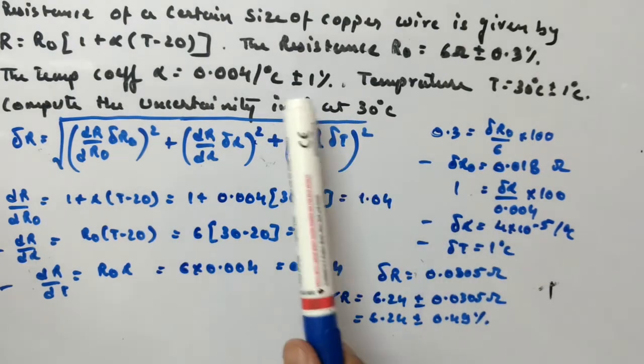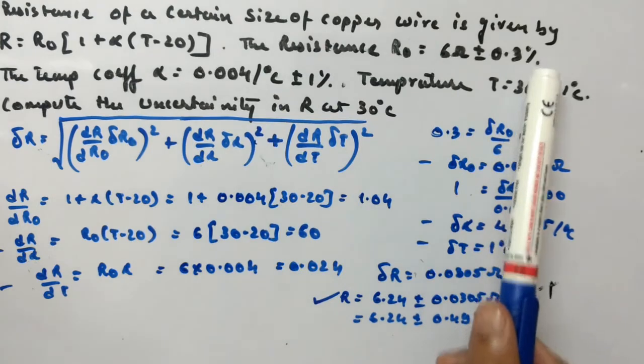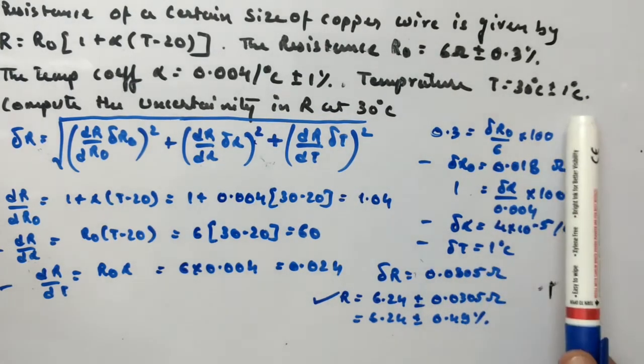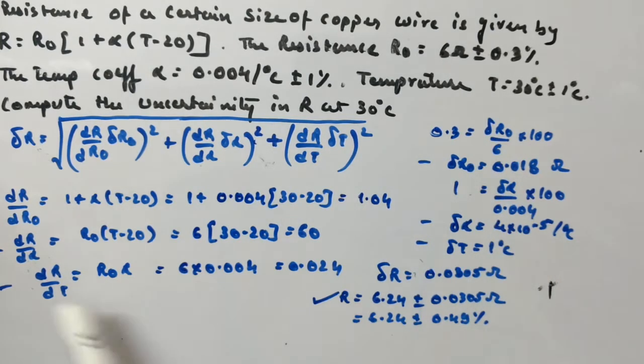Okay, so in the question it was given in percentage, we converted it into per degree Celsius and ohm form, and del T is already given in normal form, that is 1 degree Celsius. So now you have all the 6 terms. You plug the value here, you will get del R equal to 0.0305 ohm.